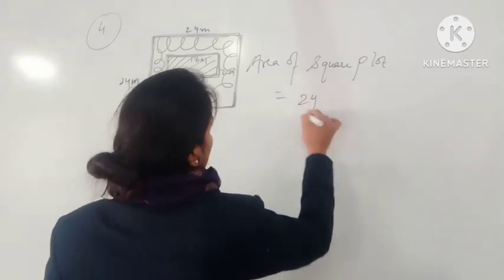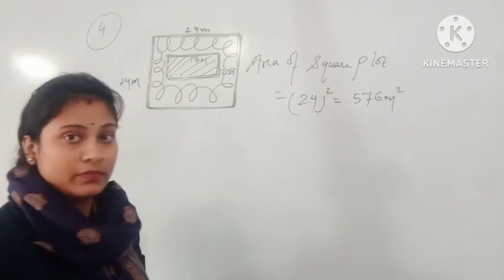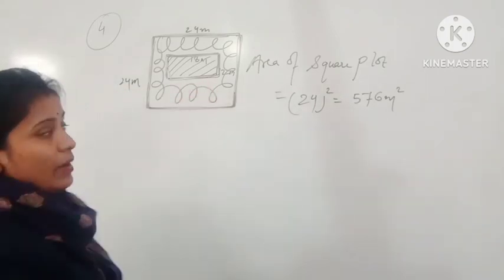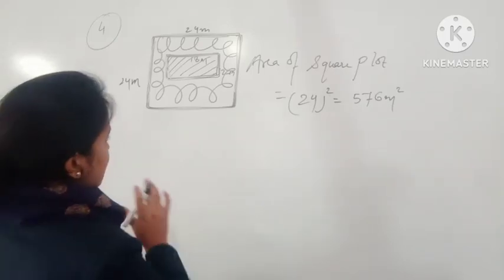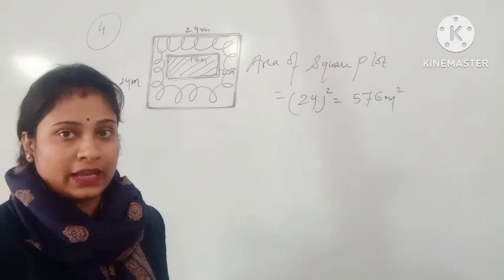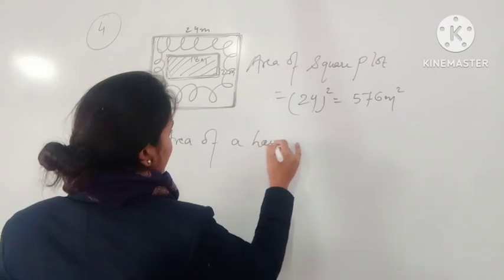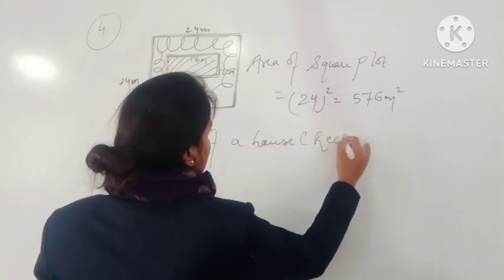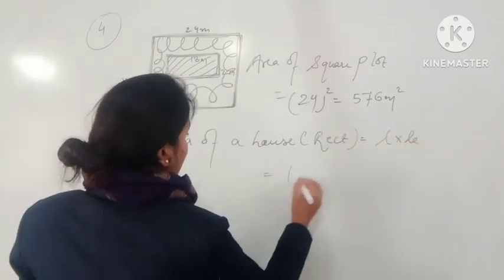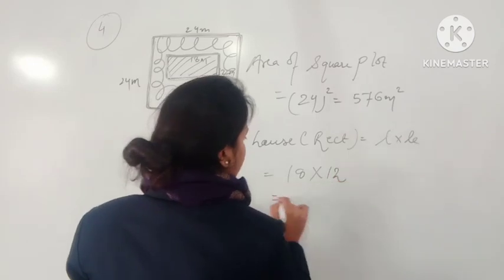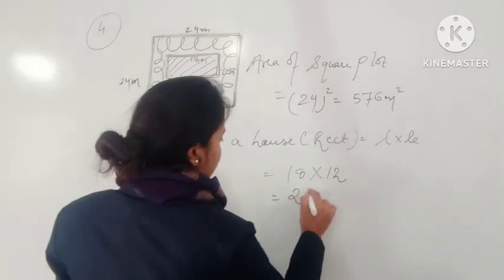Okay. Now in the center of this square plot, a house is made. A house is constructed by Mr. Rajesh. He has constructed a house which is in the form of a rectangle. So let us find out the area of the house which is in the shape of a rectangle, and that is equal to length into breadth. So what is the length here? 18. What is the breadth here? 12. So length into breadth, and this will be equal to 216 meters square.